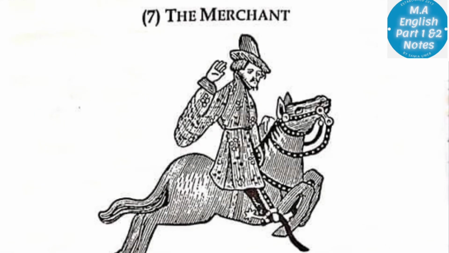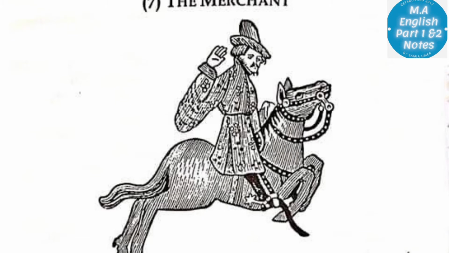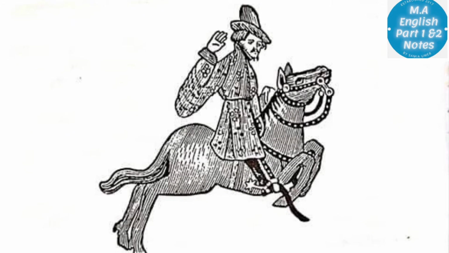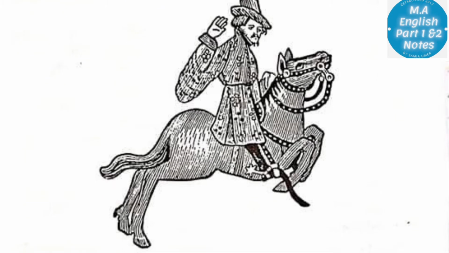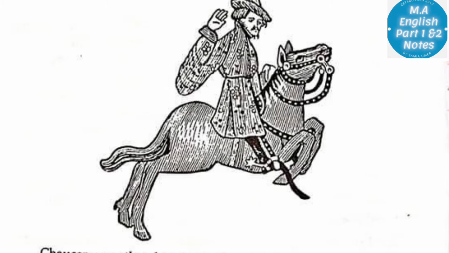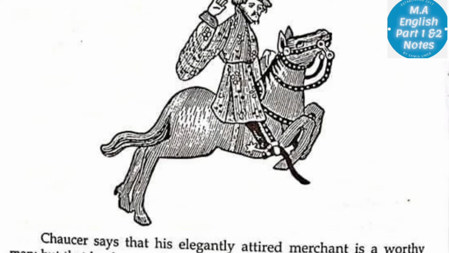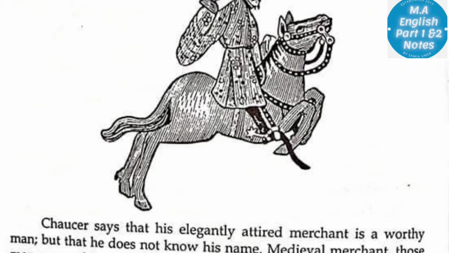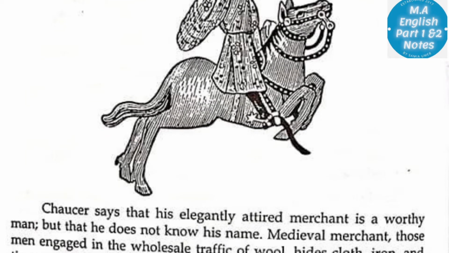Next character sketch is of the merchant. You can see his picture on the screen that he's riding a horse. He's well dressed up and his horse is also decorated. Let's read about his character now. Chaucer says that this elegantly attired merchant is a worthy man, but he does not know his name.